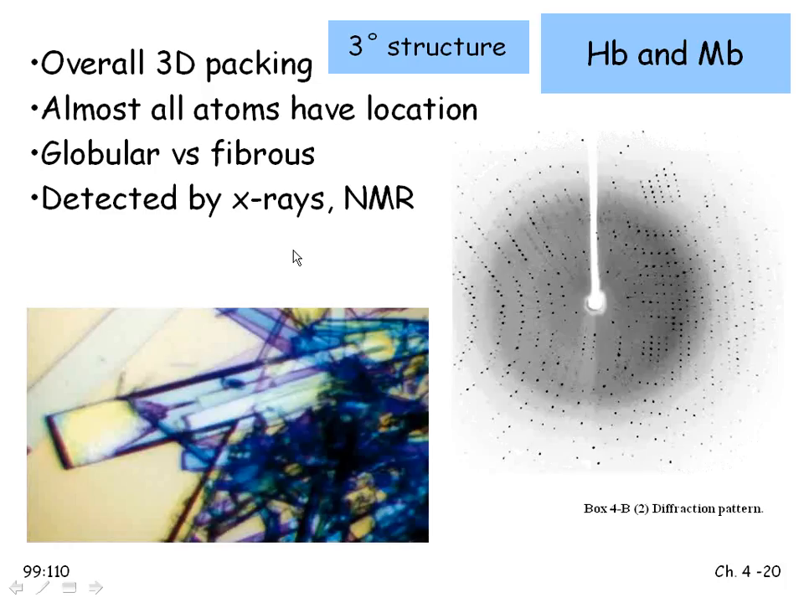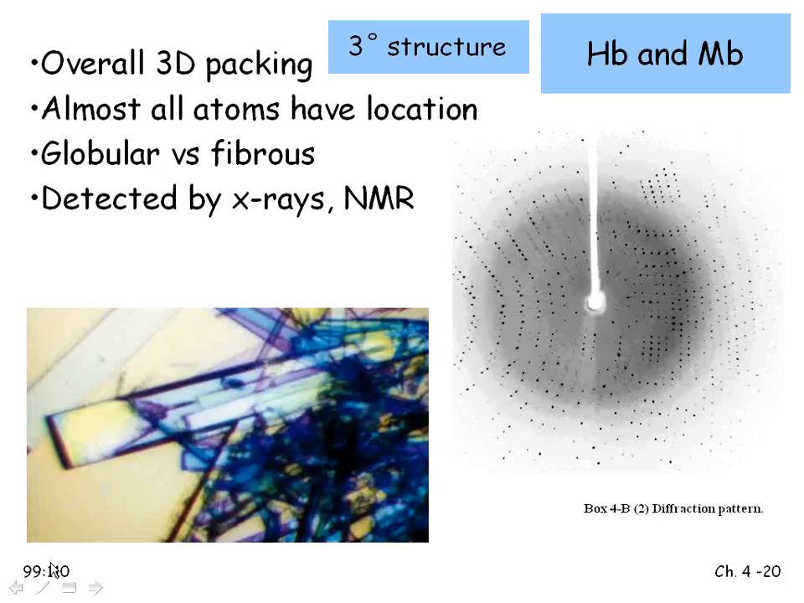Early on, it was appreciated that proteins tended to behave either as if they were globular, compact packed things or extended fibrous things. And our two major tools for getting at that tertiary structure, that overall 3D packing, are either NMR or X-ray crystallography. Now, with X-ray crystallography, you need a pure protein, and this is actually a picture of a crystal of protein, which is really quite strange when you think about it.